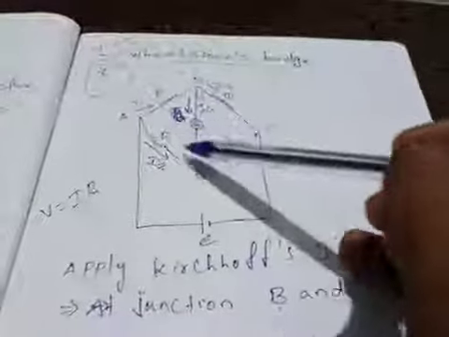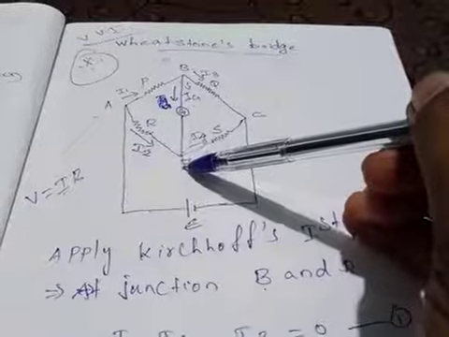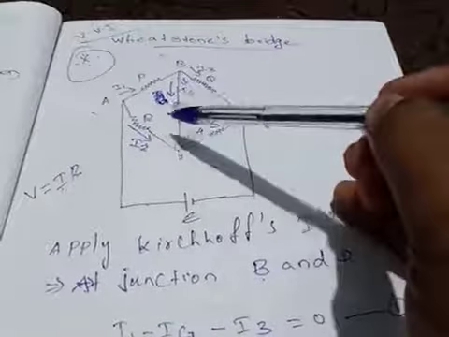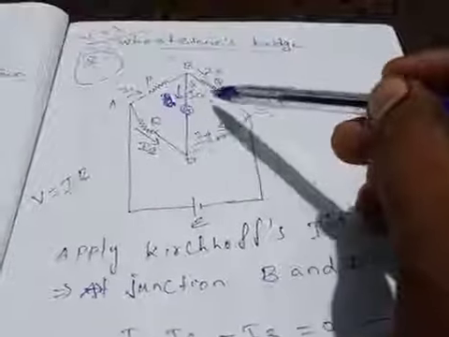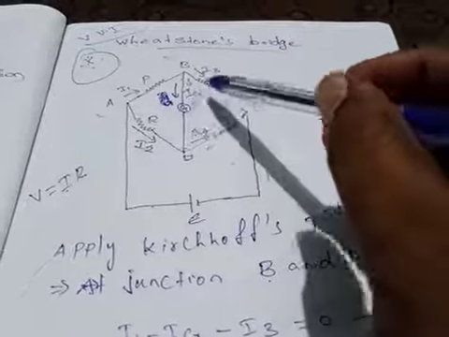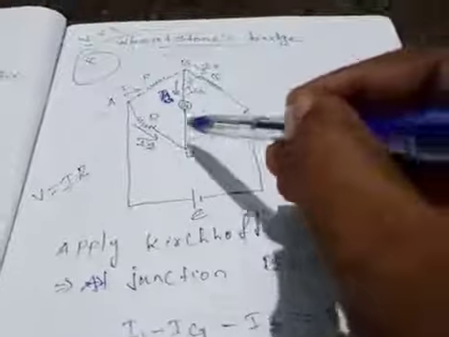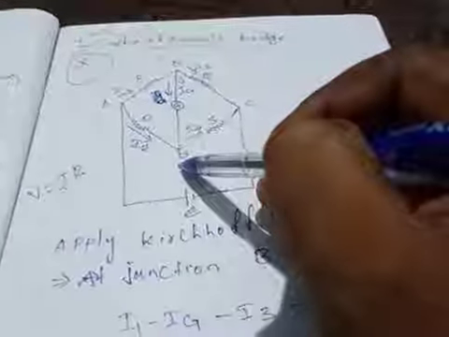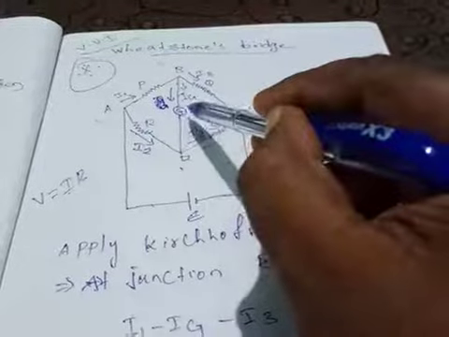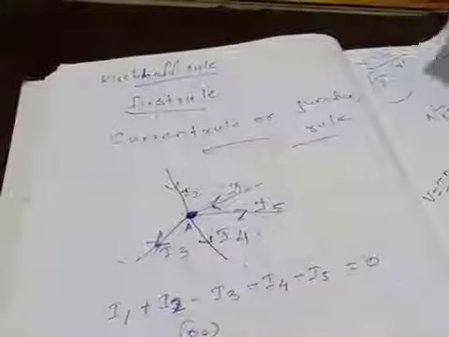Now you see that in this circuit B and D are at the same potential. Same potential means the voltage across B and D is the same. So we can say this bridge is balanced. This bridge is balanced means the galvanometer deflection will be null deflection. So there is no potential difference between these two junctions B and D, so no current flows, and the galvanometer shows null deflection.